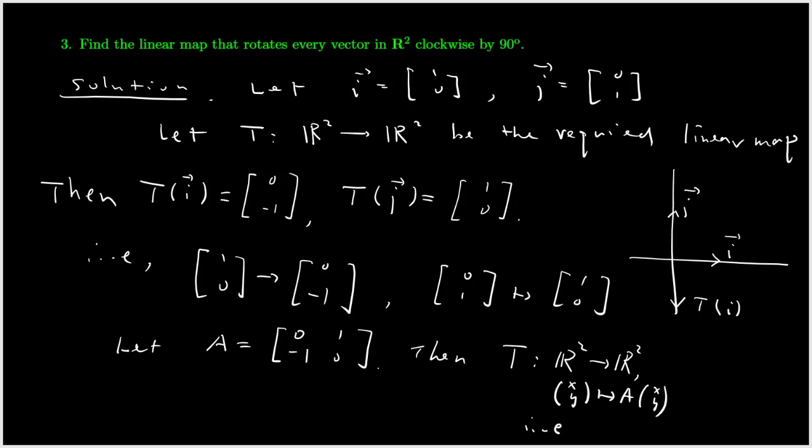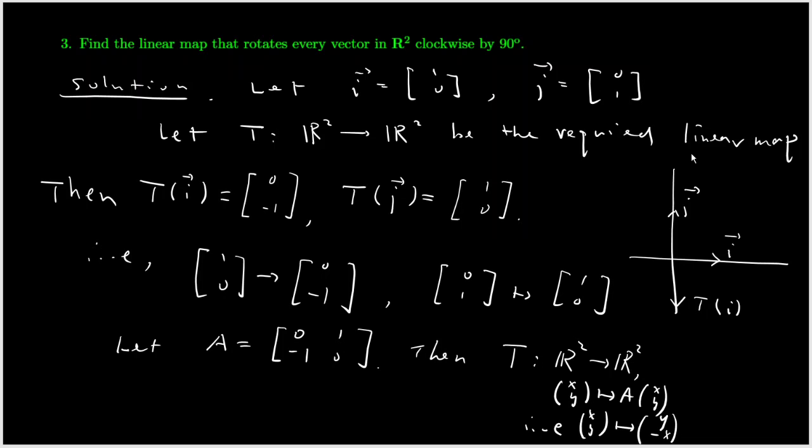Now let's compute the right hand side. If you multiply A and (x, y), you are going to get, can you double check it for me, I think the first component is y, is that right? And the second component is negative x. I think I got it right.